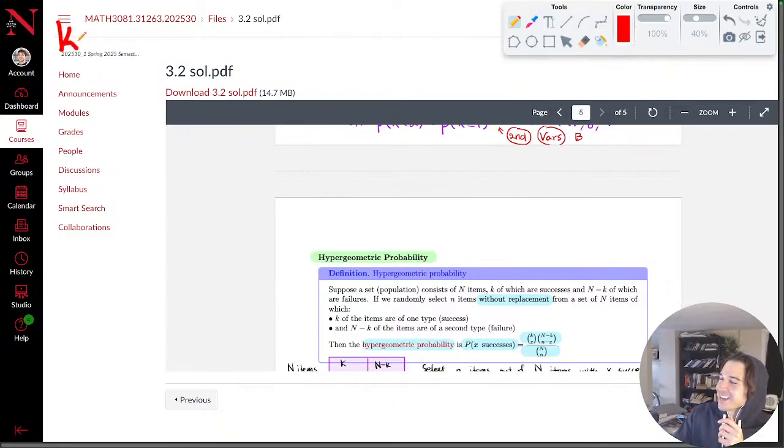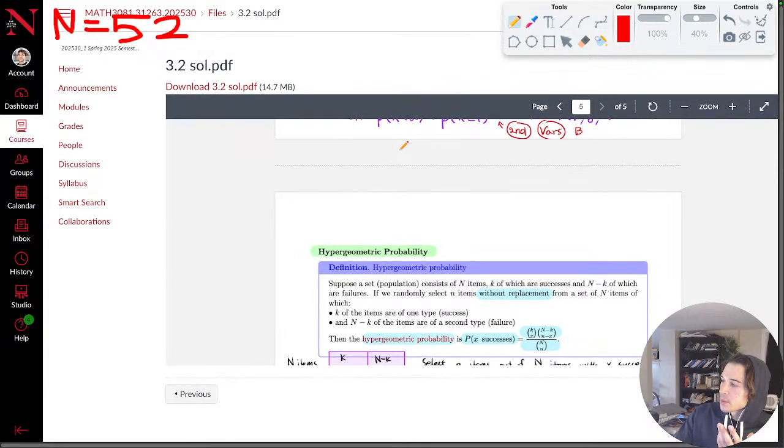This is funny. So we know that K of the items are of one type, success. Let's start at the beginning, right? What do we know? We know for sure big N equals 52. What do we also know? We know that X is going to be 2, right? I can't even see the problem anymore, so it's kind of screwing me up.